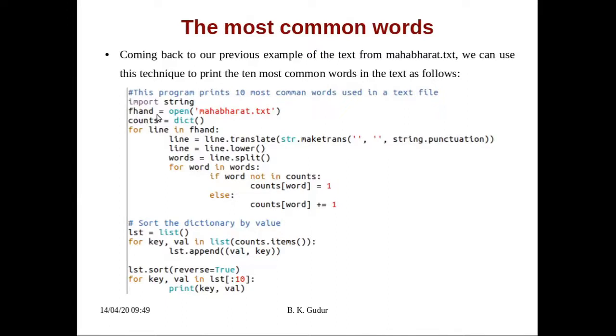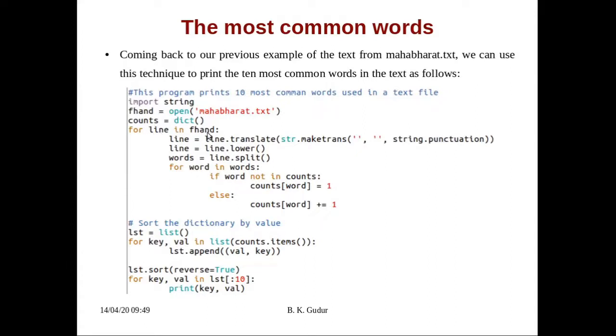Here I have not added any try and except block, which you can add. Say f is equal to open, by default it will be opened in read mode. Okay, counts is equal to dict. It is going to create a dictionary whose name is counts.